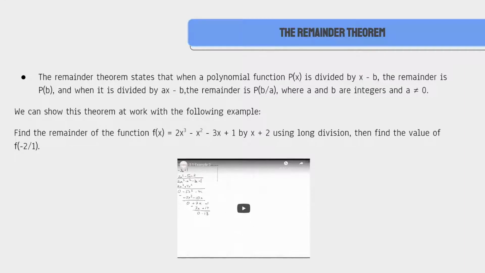Find the remainder of the function f of x using long division, and then find the value of f of -2 divided by 1. If you're wondering why there's a -2 divided by 1, these are the a and b values, because essentially the -2 is from the +2, and then the 1 is from the coefficient of x, which is 1. Okay, so let's do this example now too. So we have f of x equals 3 minus x squared minus 3x plus 1.